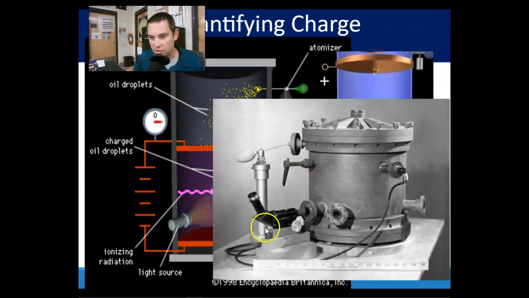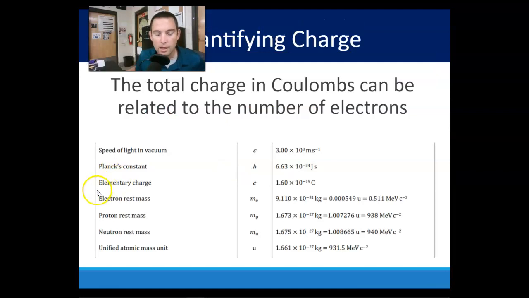This is his actual device. On your data table, you'll notice the elementary charge is given to you as e, 1.6 times 10 to the negative 19 coulombs.